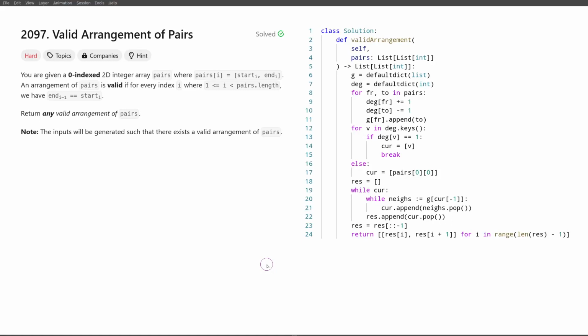Hello everyone. Today we'll talk about the solution to the problem valid arrangement of pairs. Here we're essentially given a list of dominoes. Those dominoes cannot be rotated, so they have a left and right end, let's say. And we want to put them in a line correctly. Any such arrangement is okay.